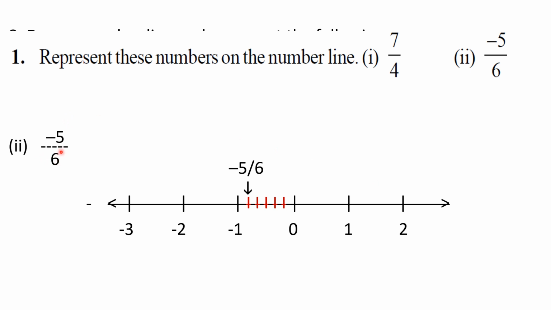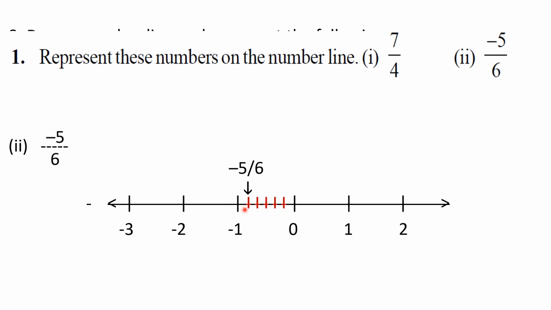Now part number 2 is negative. So it is certain that we will move from 0 to the left side, because all the numbers on the left of 0 are negative. But here the numeric value of the denominator is 6 and the numerator is 5. So the denominator is greater than the numerator. It means the decimal expression will be less than 1. It means the number lies between 0 and minus 1. So there is no whole part. So we can start from 0.